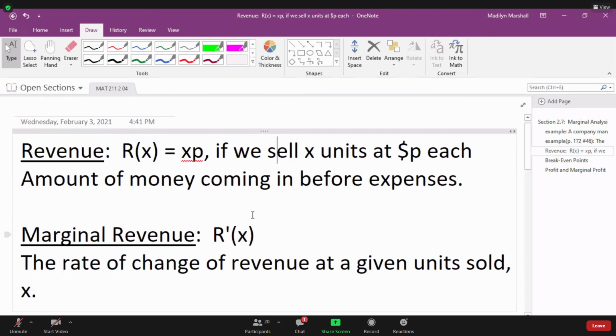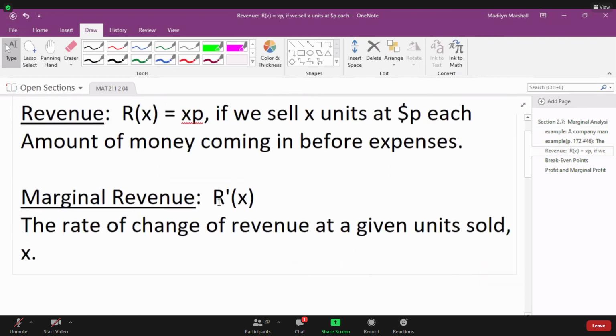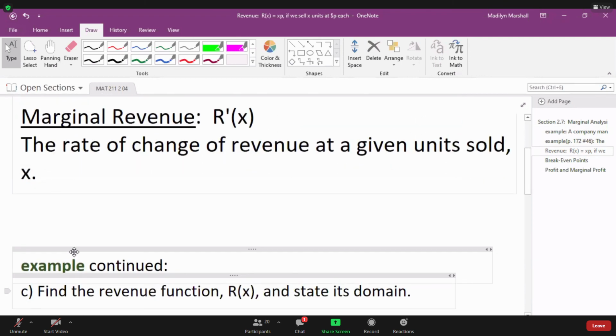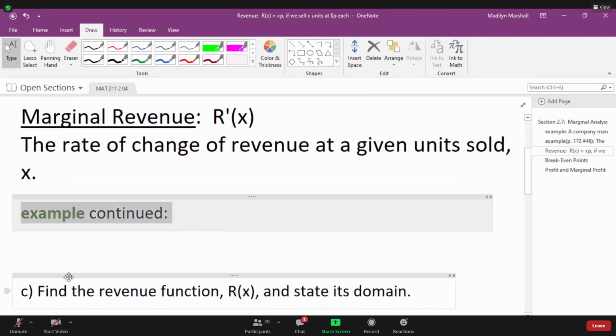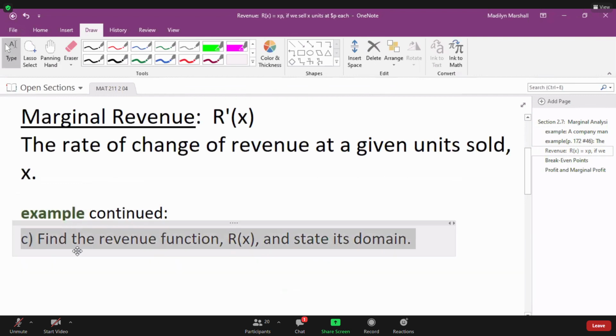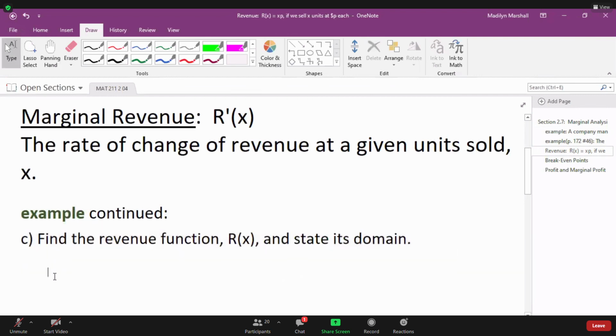Okay, so now that we have these two new words, we will be continuing the example. Same example as before. We want to find the revenue function and state its domain.